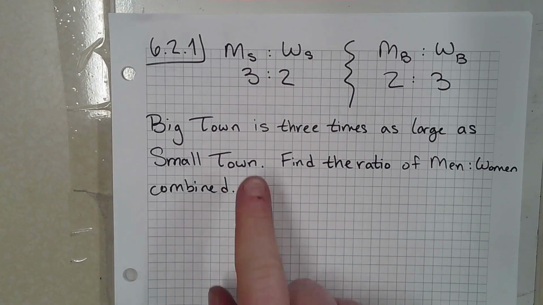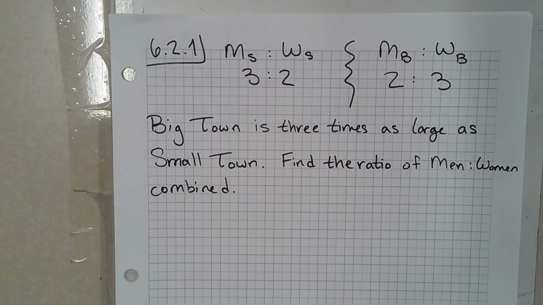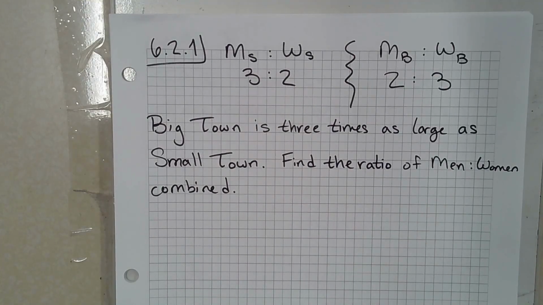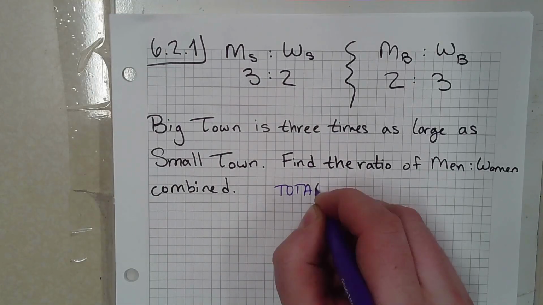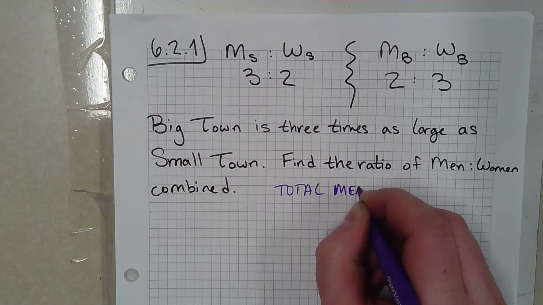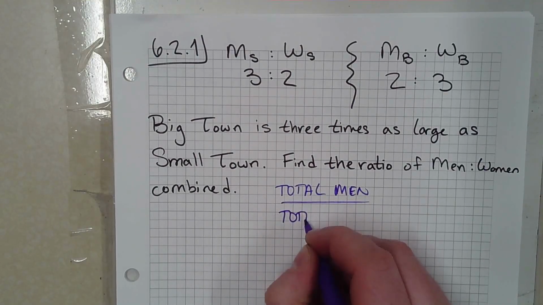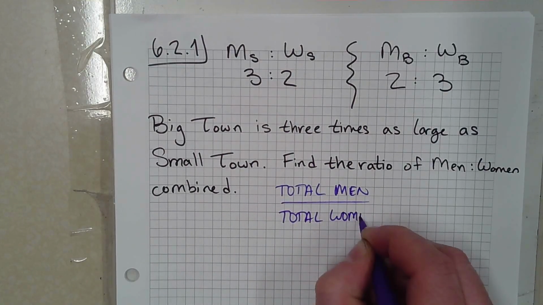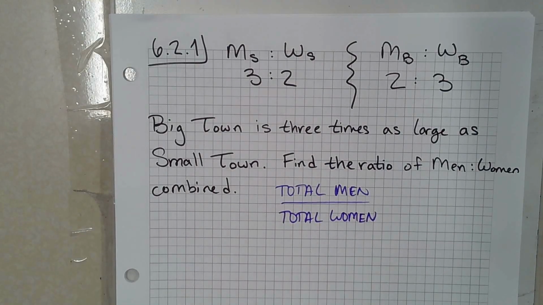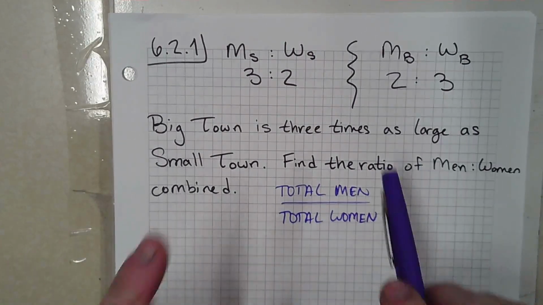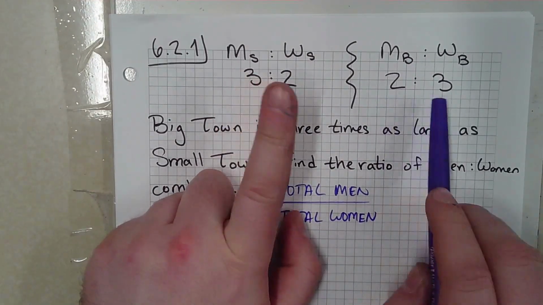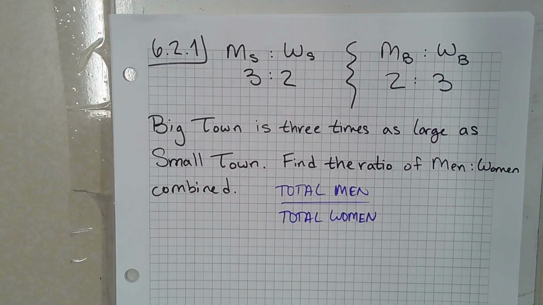We also know big town is 3 times as large as small town. And we want to find the ratio of the men to women combined. So in other words, what we want to find is total men after we combine the two towns versus total women. This is what we want to find. So we need to know the ratio of total men to total women. Well, if the towns were the same size, we could just say, oh, it's 5 men for every 5 women. Okay, a 1-to-1 relationship.